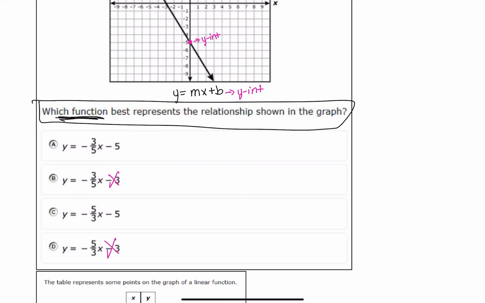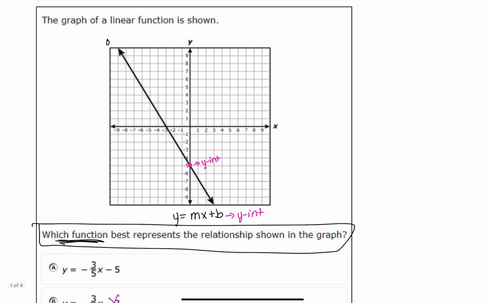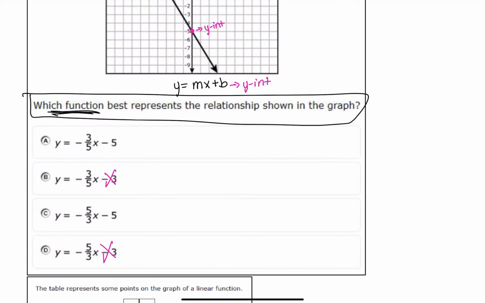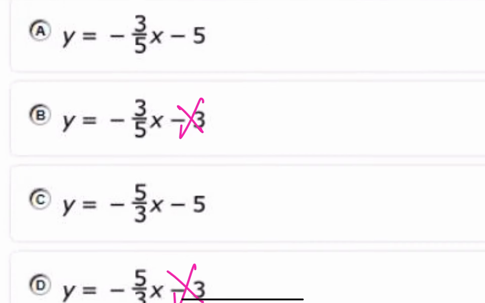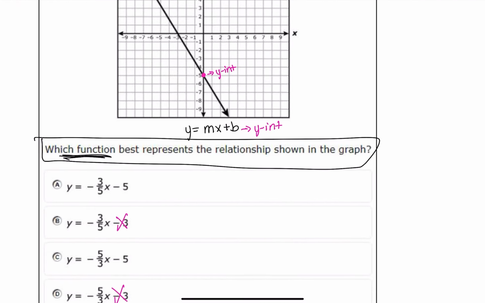Then you need to find your slope. Well, if I were to draw a car at the end of this, always going left to right, I would push it down. So that means it's a negative slope. So I'm going to make sure all of my slopes are negative. A is negative, C is negative. So yes. Then I pick another perfect point.